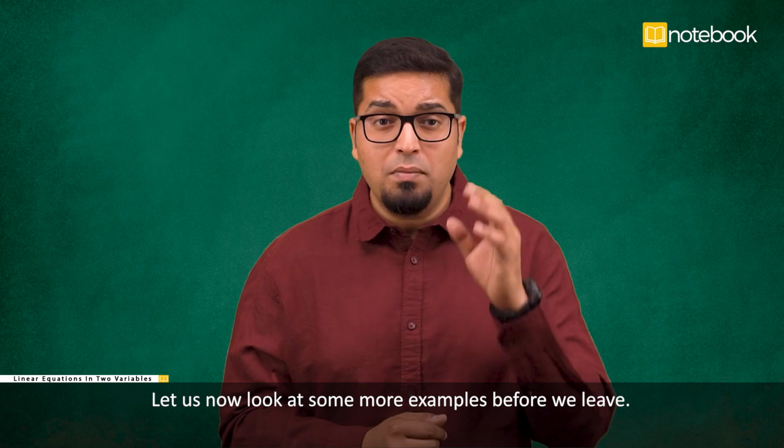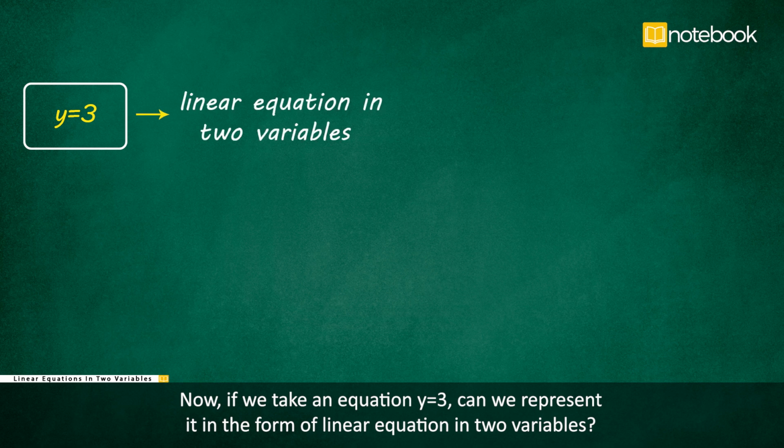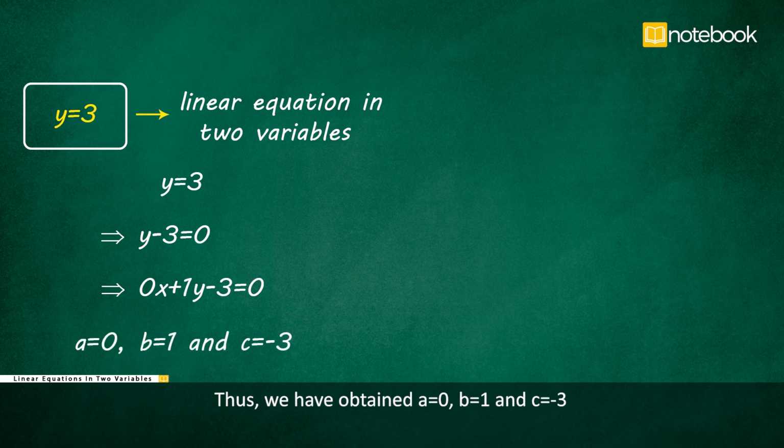Let us now look at some more examples before we leave. Now, if we take an equation y is equal to 3, can we represent it in the form of a linear equation in two variables? Let us try. y is equal to 3, therefore y minus 3 is equal to 0. This implies 0x plus 1y minus 3 is equal to 0. Thus we have obtained a is equal to 0, b is equal to 1 and c is equal to minus 3.